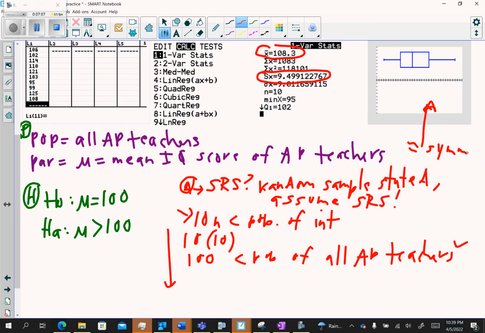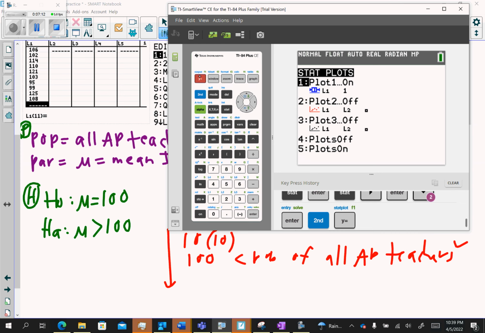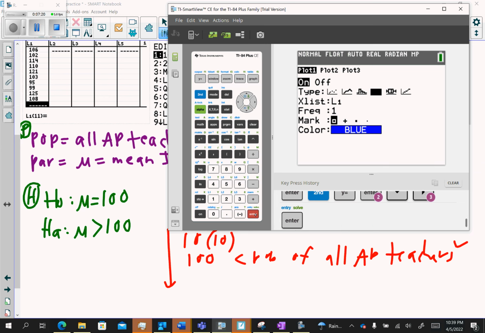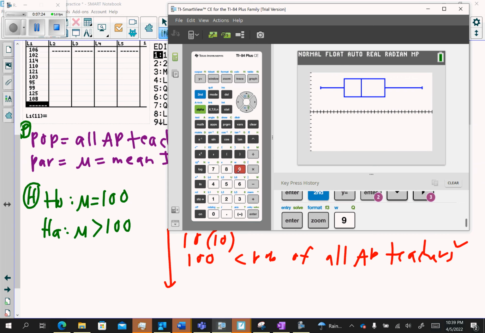Now let's remind ourselves how to get there. So I press 2nd Y=, I hit enter on Plot 1, I hit enter on the word On. I went down and to the right, I chose my box plot, or your modified box plot. Here's a modified box plot. And then Zoom 9, which is ZoomStat. And again, there's no outliers here, so that's pretty good.